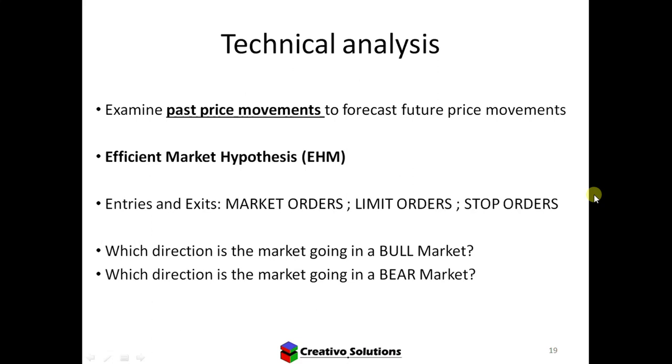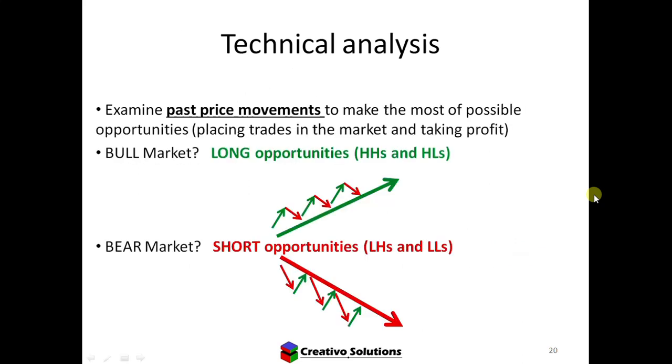So if I'm looking at direction, which direction is the market going in a bull market and which direction is the market going in a bear market? Well, the bulls represent a market that's increasing, so rising prices. The bear market is when prices are falling. Right, so we talk about long and short. If we're in a bull market, long means prices are expected to increase. In a bear market, we're looking at going short, we're expecting prices to decrease.